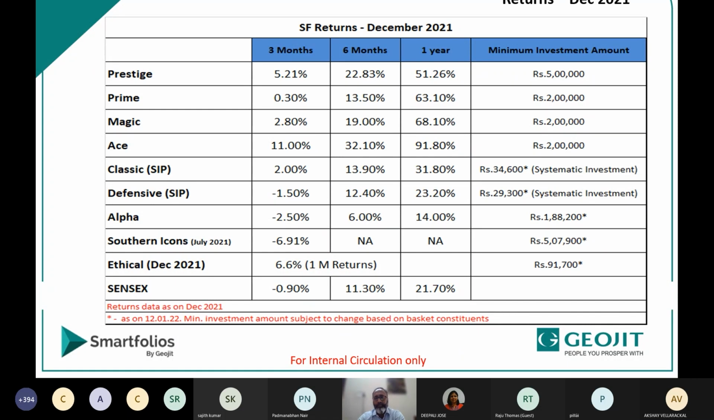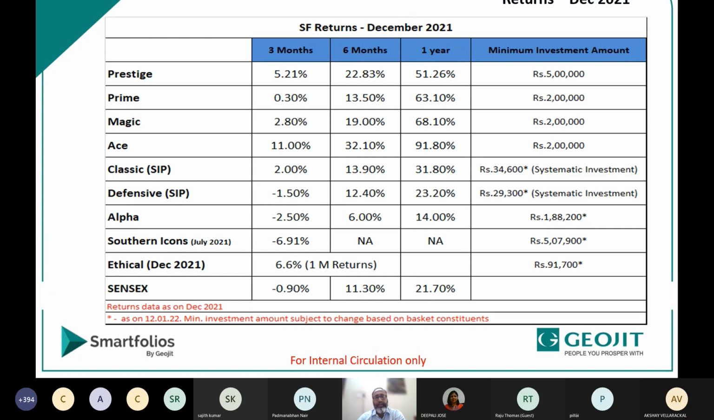Hopefully within 1 week's time, 1.5 weeks time, we should be adding two more baskets with a completely different methodology and investment strategy. So Prestige in the last 1 year has given 51% returns. It was much higher maybe a month back also, but the volatility in December has impacted its returns a little bit. But in spite of that, Prestige has given 51% returns.